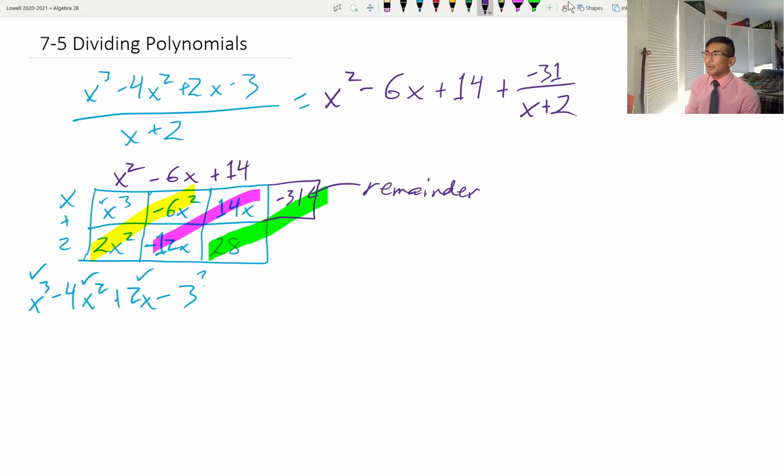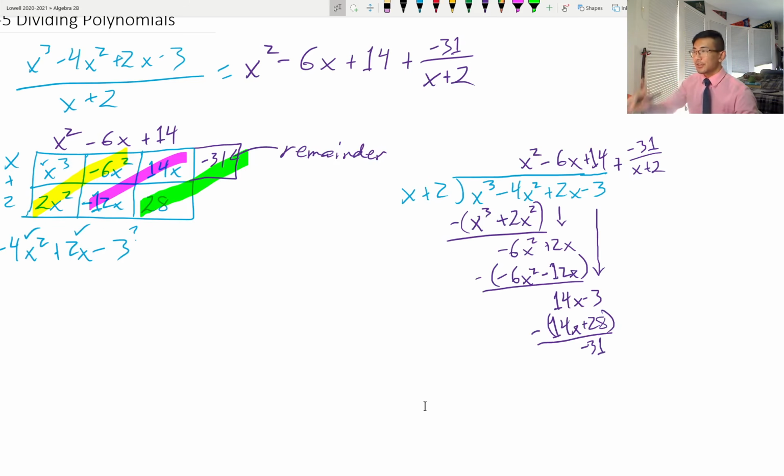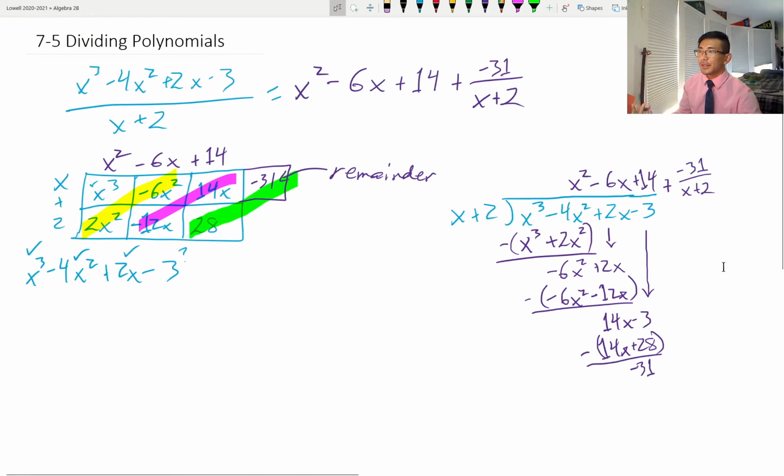Now this might look a little bit awkward, and it kind of is, but I did this one with long division on the side, so let me just pull that up for you. Here's the same problem done with long division, and you can see a lot of the pieces that you see within the generic rectangle show up in this part as well. For example, you see the 2x squared and the negative 6 right here. And you also see the 14x and the negative 12x right here. So it's the same process, just looking at it differently.